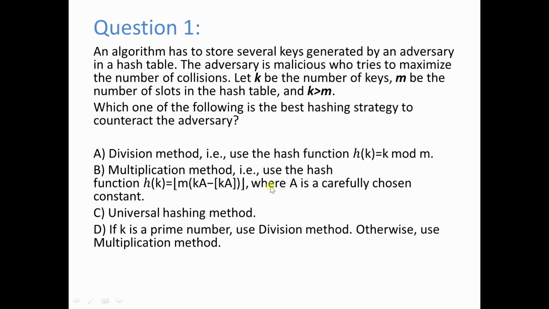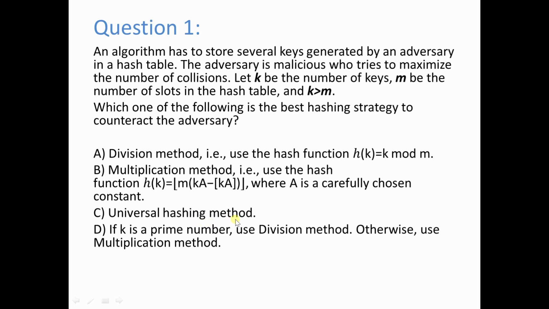Next option is the multiplication method. Again it uses the hash function h(k) = floor(m(kA - floor(kA))), where A is some constant. Here also they are using the key value for the multiplication method. So there is also a worst case possibility of hashing all the keys to the same slot, and there will be a chance of increasing the collisions, not reducing them. So we cannot counteract the adversary. This is not the best hashing strategy.